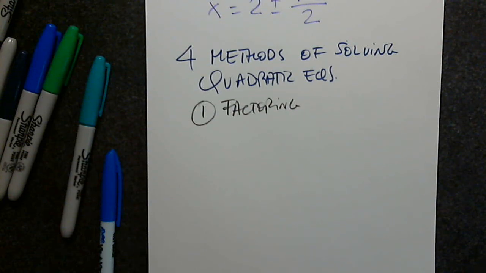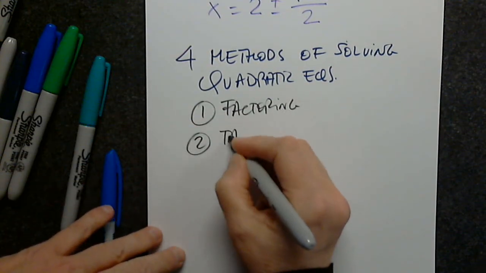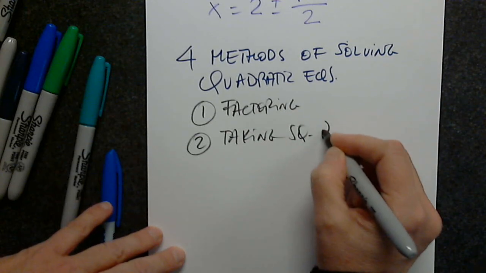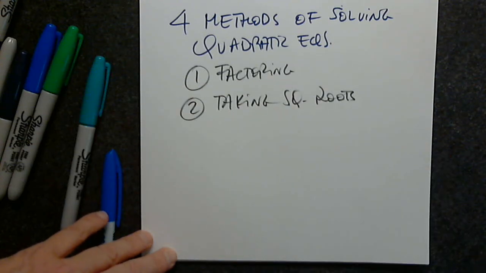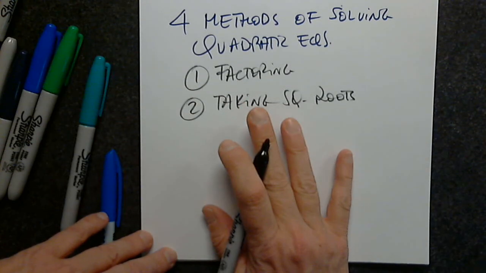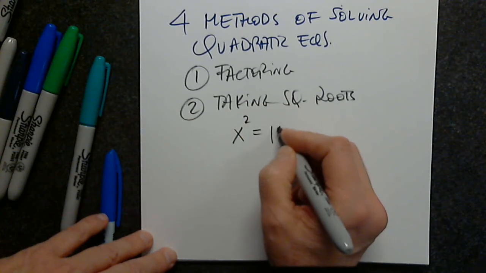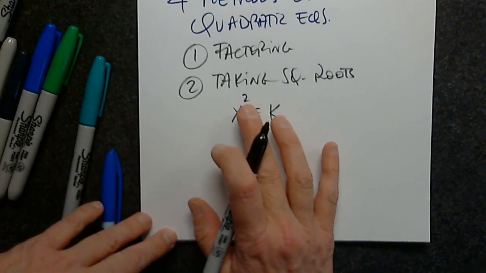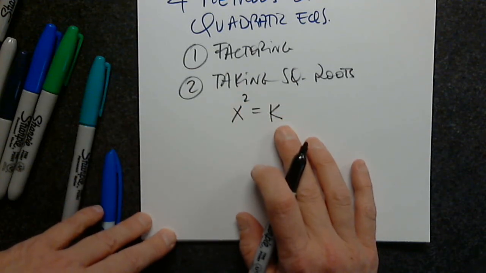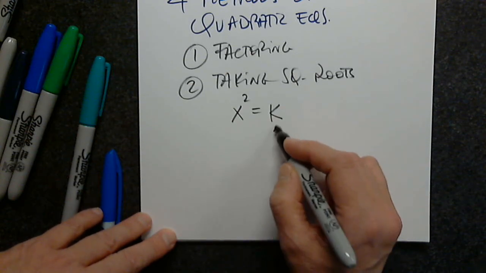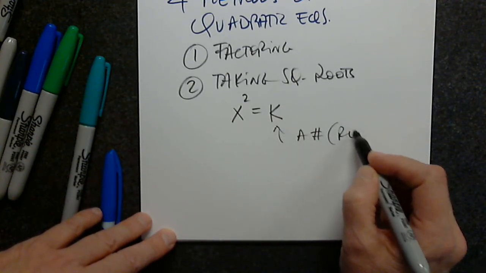Here's the second method. The second method is called taking square roots. And this is what I said, this is very specific. Only when the equation looks like this. And this is the theory, this is not an example. X squared equals k. Something with x squared on one side and a number on the other side. It can be 0, it can be positive, it can be negative. This is a real number.